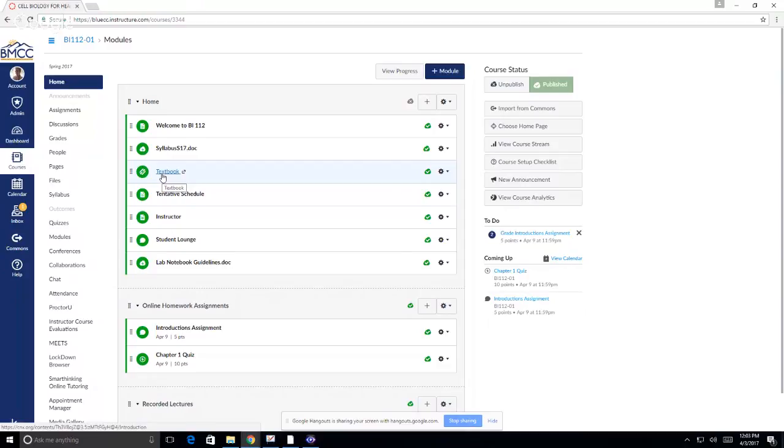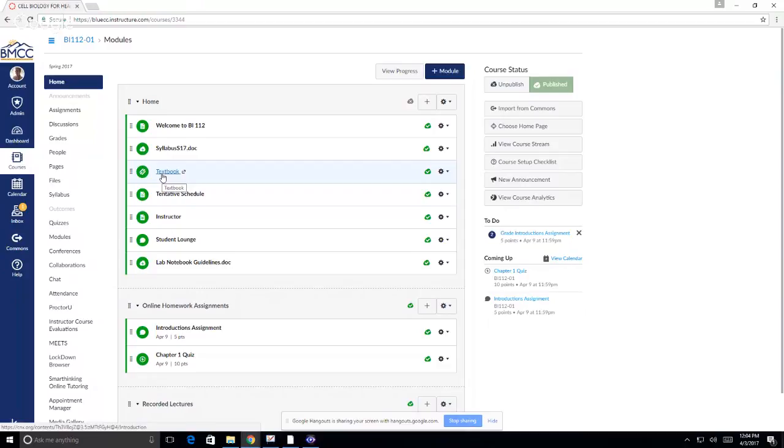Then you have 2 assignments that have already been added to your Canvas, which are due by Sunday at midnight. Go in here and do your introductions assignment. This is a discussion assignment where you write a little bit about yourself, like what your background is and what your interests are. Then there's the chapter 1 quiz. This is an open book and open notes quiz.